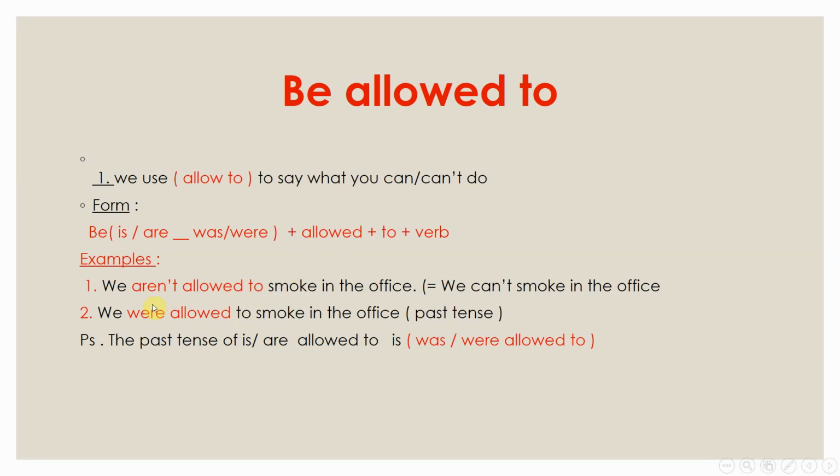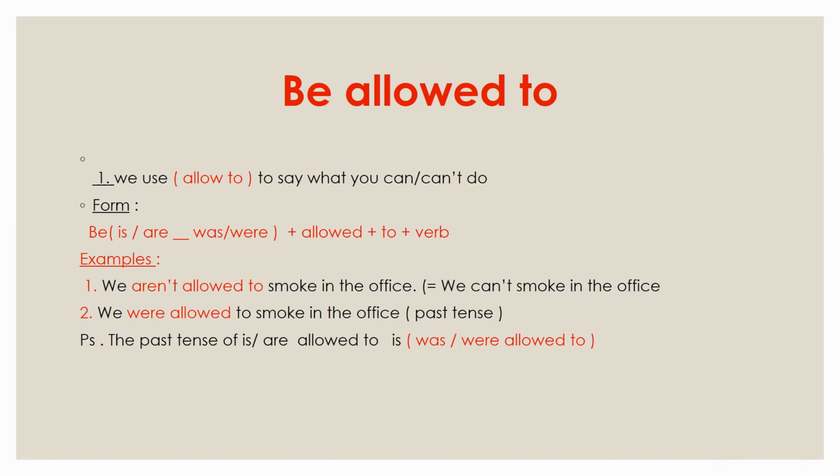Let's look at example number two. We were allowed to smoke in the office. This sentence is in the past tense because here we use we were. We use were because the sentence is in the past tense, and allowed to in the past tense will be was or were allowed to plus the verb.